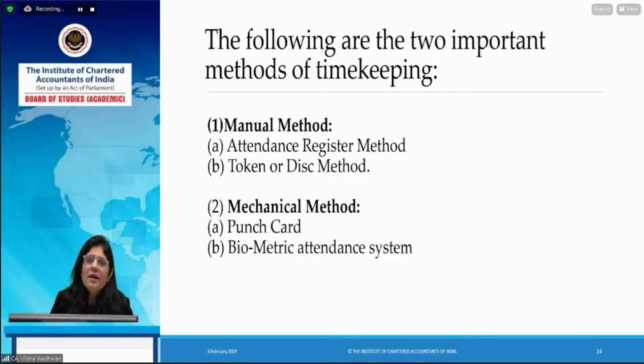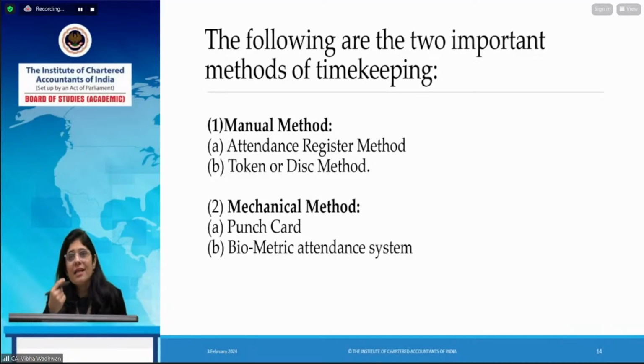So biometric is the most effective one, but yes, it's an expensive method also. So biometric can be used in large organizations. In small organizations, generally still manual method is going on, or maximum punching machine, punch card method is going on. But biometric is the most effective way. No manipulation can happen because it will scan your physical traits.